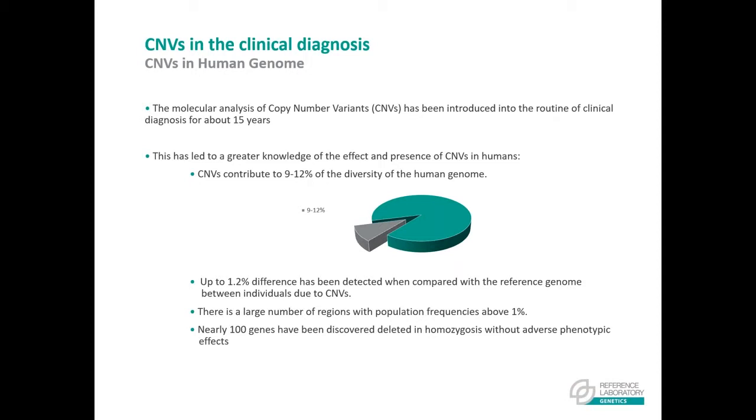There is a discussion in the scientific literature about how much they contribute to this polymorphism. There are publications affirming that approximately 10% of our genome is formed by copy number variants, and when we compare genomes, we can see more than 1.2% of difference between samples that can be detected due to these CNVs. With all this information, we can already predict that there are multiple copy number variants with a frequency greater than 1% in the population. The most surprising is the fact that currently about 100 genes have been found with a homozygous deletion without any apparent adverse phenotype.